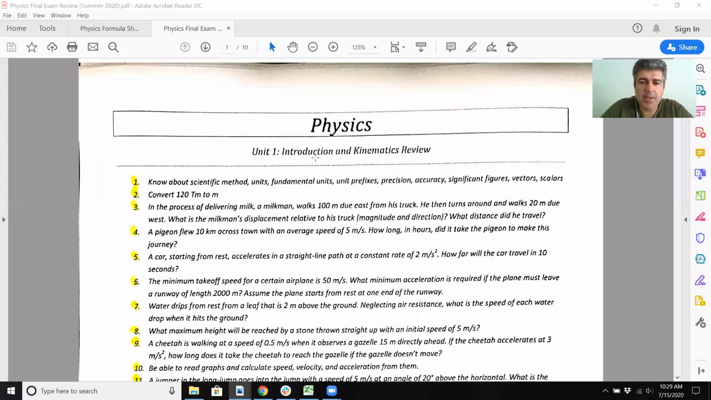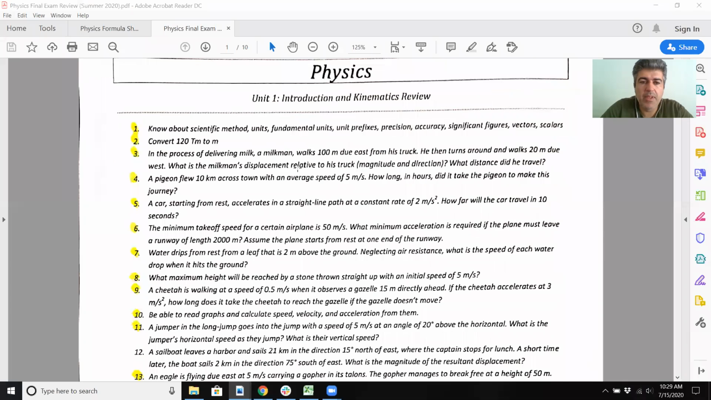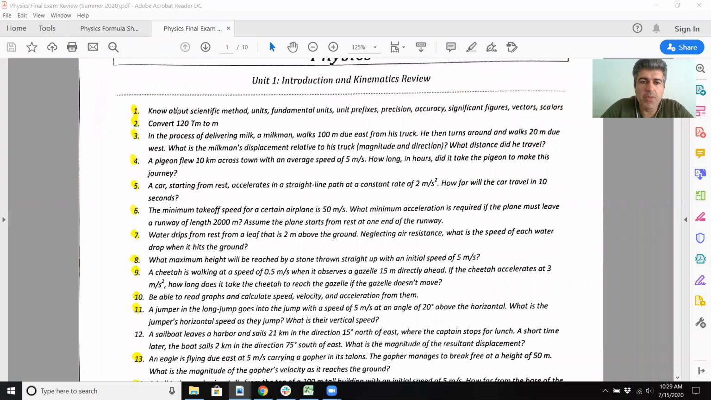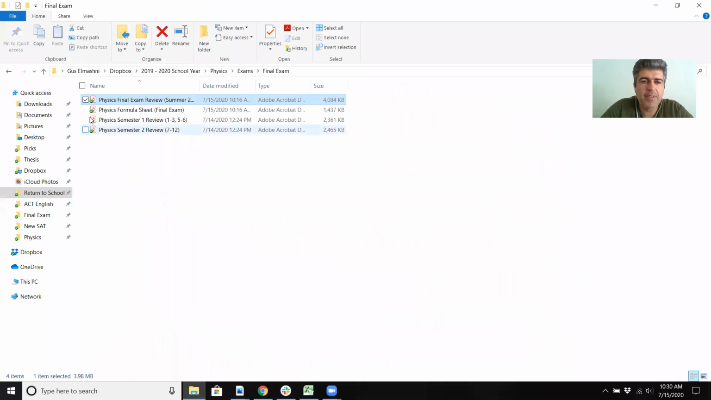And let's talk about introduction and kinematics review. So look at number 1. Know about scientific method, units, fundamental units, unit prefixes, precision, accuracy, significant figures, vectors, scalars. So if you look at your notes, that's probably the best thing to do to help you study.